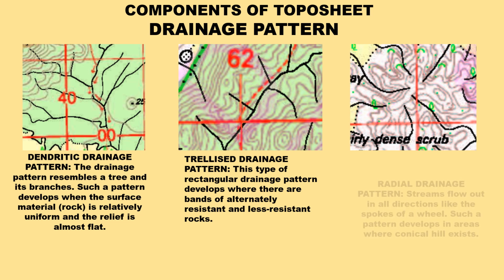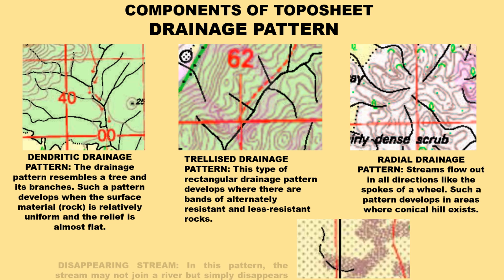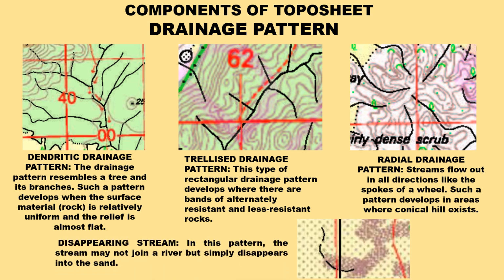Next, we get to see the radial drainage pattern. Streams flow out in all directions like the spokes of a wheel. Such a pattern develops in areas where conical hills exist, where we get to see that from a central point, the streams are getting distributed in different directions. The last one is the disappearing stream. In this pattern, the stream may not join a river but simply disappears into the sand.